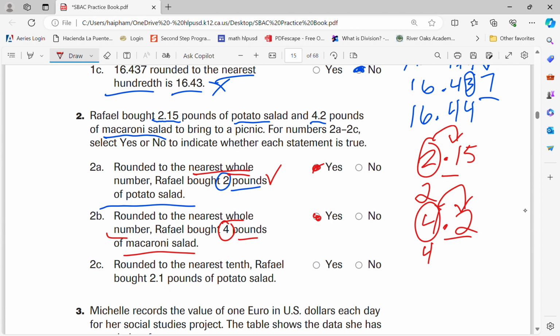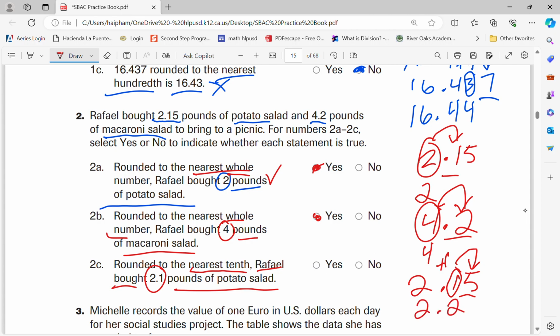And the last one, we have rounded to the nearest tenths. Raphael bought 2.1 pounds of potato salad. Going back to the potato salad, we start with 2.15. Circle your tenths place, which is a 1. Underline your neighbor, which is 5 hundredths. 5 or more, add one more, which is going to give me 2 and 2 tenths, making the statement false. So let's indicate a no here.